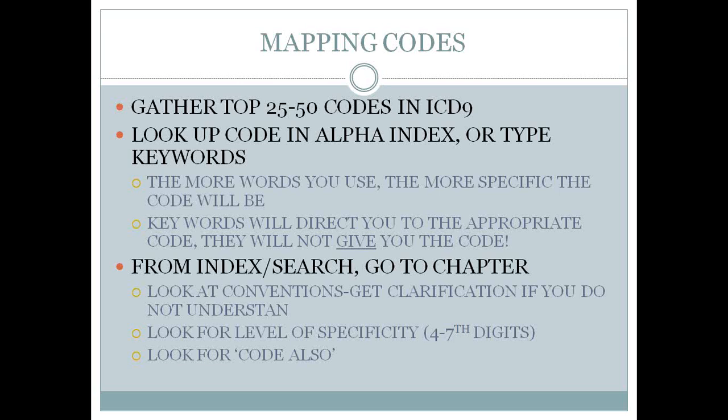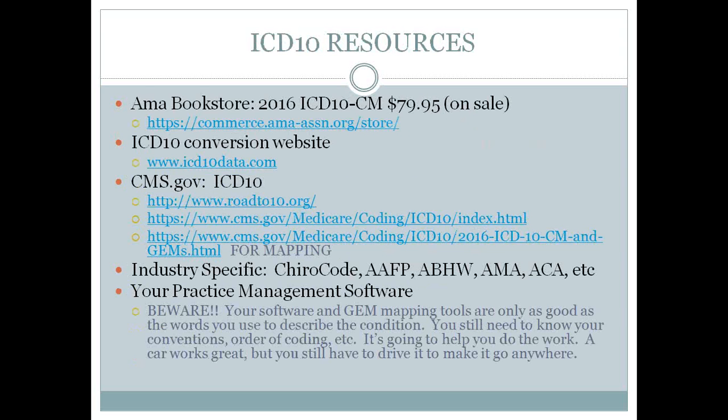Once you have found the correct code set in ICD-10, you'll have to look at a few other things before you can determine if that is indeed the most specific code. The resources are numerous. Today, when we're going through how to look codes up, I'll be using examples from the AMA ICD-10 book, from the AMA bookstore, and of course you can get it at a number of other places, but right now it's on sale for $79.95.